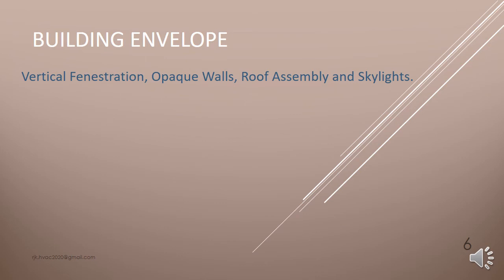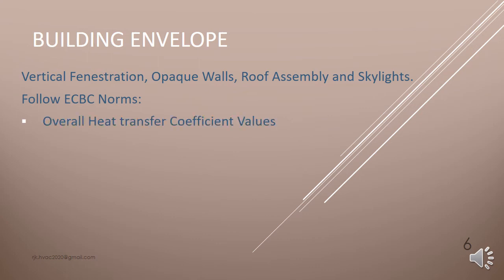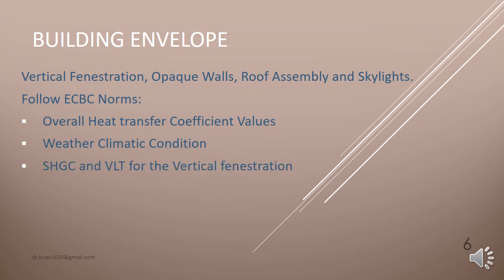Building envelope. It's basically the vertical fenestration, the opaque walls, the roof assembly, and the skylight. We must follow ECBC norms, which highlights the overall heat transfer coefficient values for the building envelopes based on the weather climatic conditions for the desired site location. Solar heat gain coefficient and visible light transmission also plays a major role while selecting the type of vertical fenestration. Window wall ratio limits the amount of glass exposure, thus reducing the overall energy requirement.